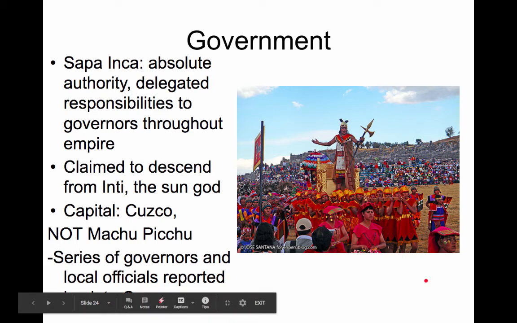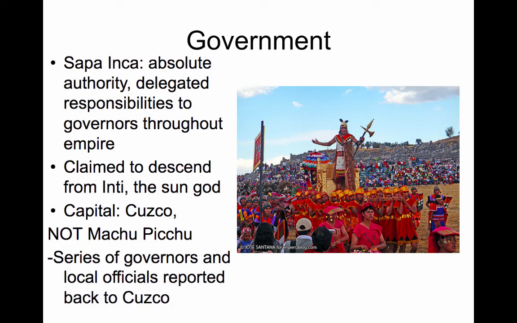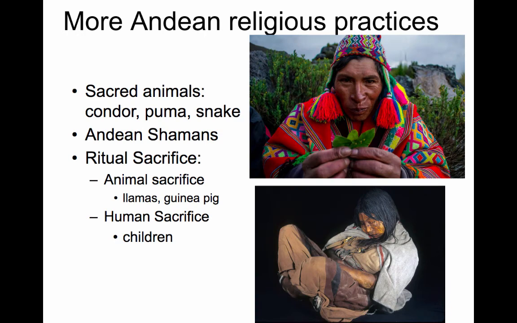And so another thing to recognize is the capital of the empire is Cusco, not Machu Picchu, which we'll talk about Machu Picchu in a second, and that he did delegate power. A couple of examples of Andean religious practices before we move on to some other infrastructure things is that they believed in a few different sacred animals. So they believe in the condor, the puma, and the snake as having very special powers.